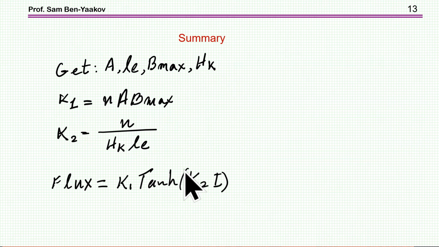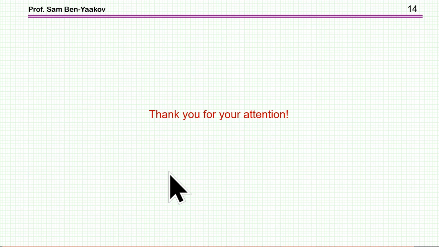The key here, of course, is to find K1 and K2. So what we need is the cross-section area, magnetic path length, B max, and this point HK from the BH curve, or the gapped case when this point moves. We can calculate K1 and K2, and then we can plug it into this function for the flux, and here we go. We have a nice representation of the BH curve, and therefore we can run a simulation of this nonlinear case. So this brings me to the end of this presentation.